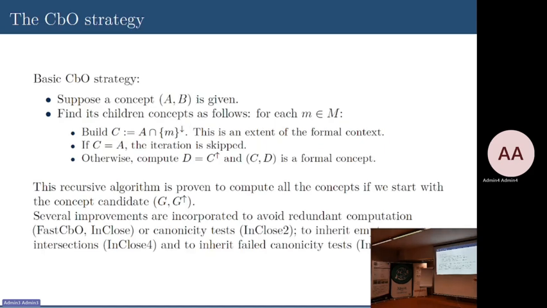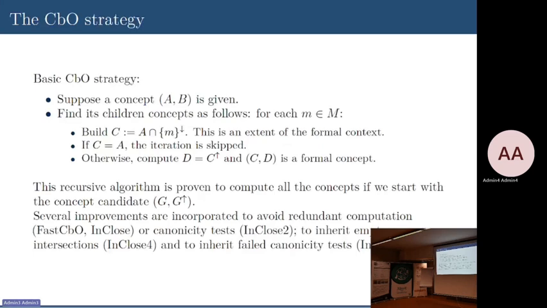What is the CbO strategy? Well, we start with a given concept. And now, from this extent A, we build the extent C for each attribute just by intersecting this. Since up and down is a fuzzy Galois connection, we know that this is also an extent, and the intersection of extents is an extent because it's a closure system. So this is indeed an extent. If the extent is the same, skip the iteration. If it's not, it's a new extent, and we can compute its intent, and this is a new formal concept.